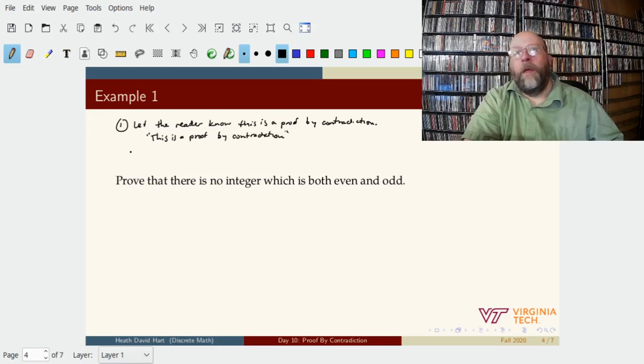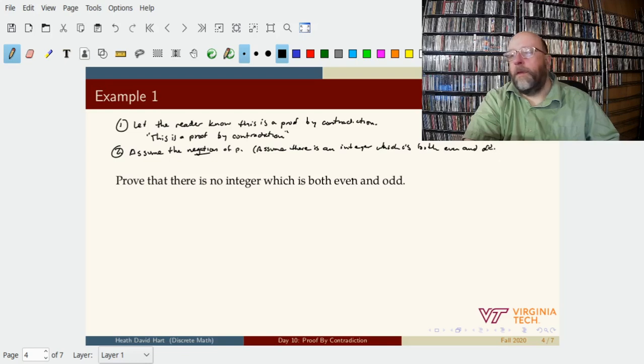Okay? And that's literally all you have to say. There are fancier ways of saying that. And then we have to assume the negation of what we're proving, of P. So in this case, we're going to assume there is an integer which is both even and odd. Okay. All right.